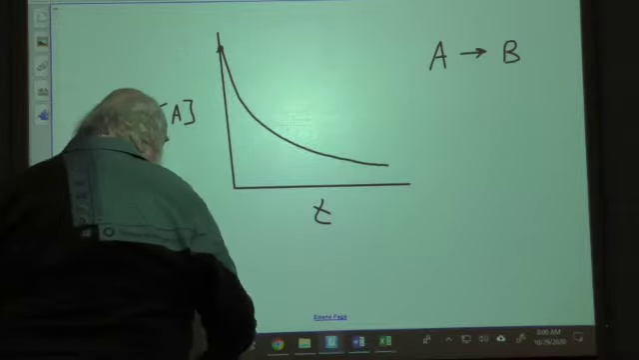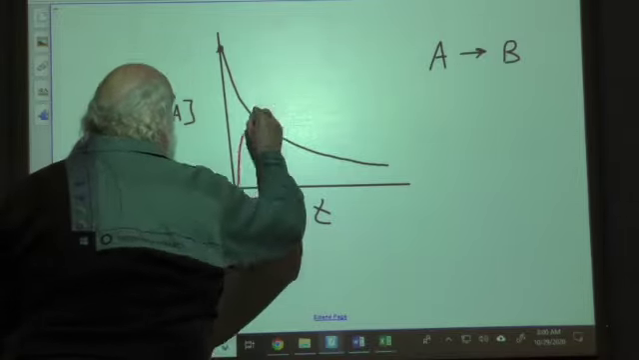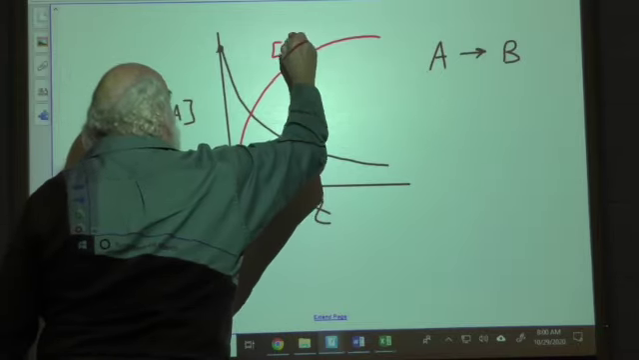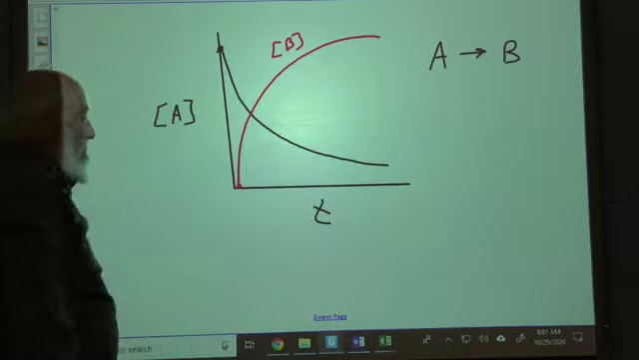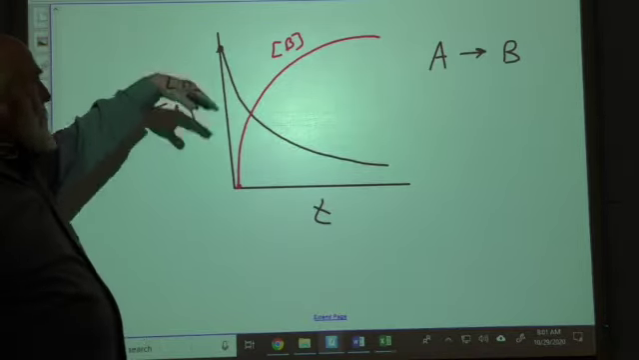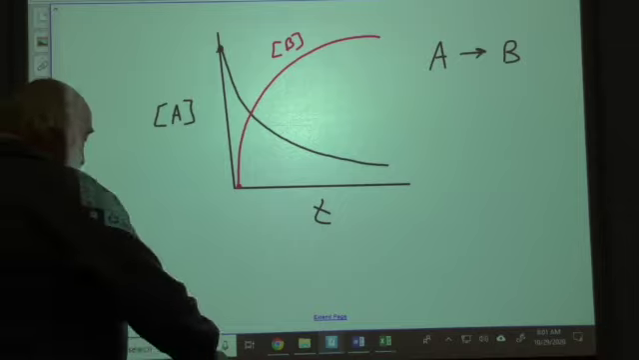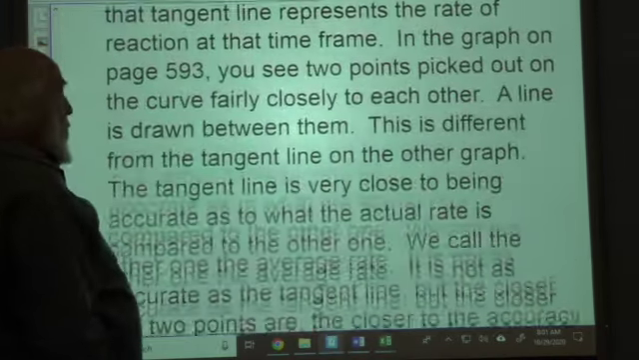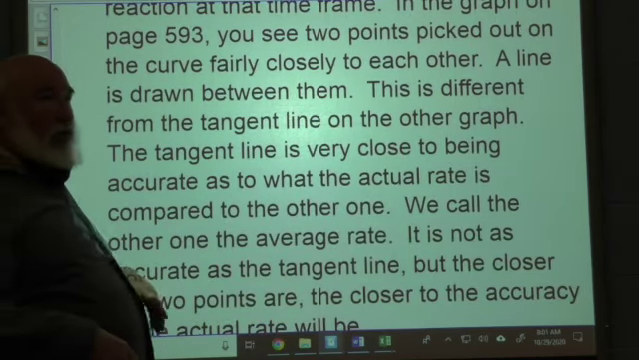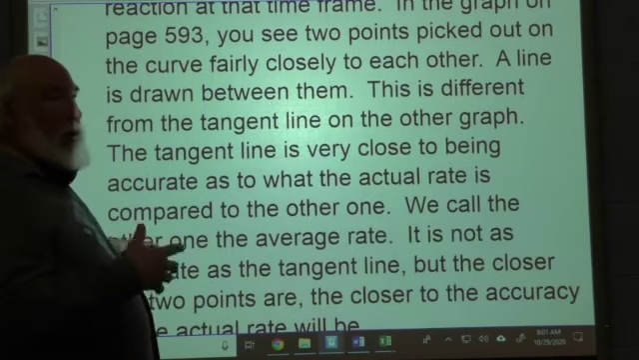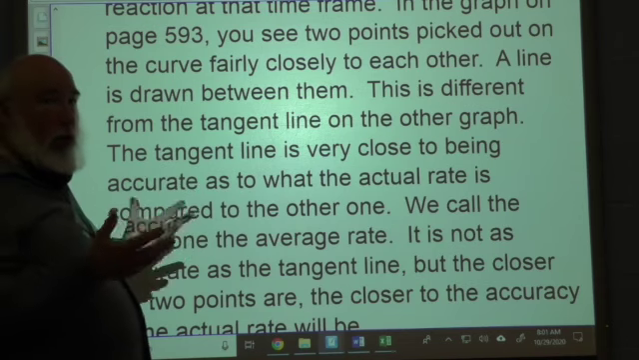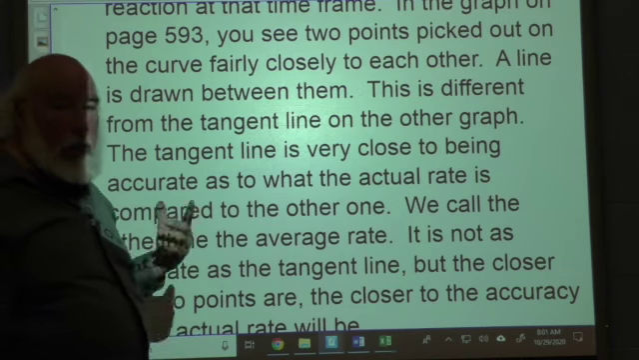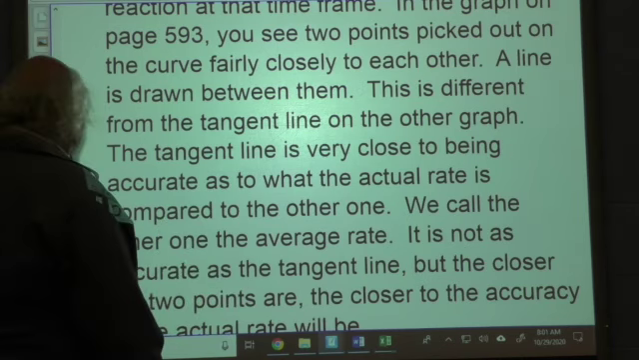And to refresh your memory, the other one looked like this. We could consider that B. This is the concentration of B as it goes up. And you see they're opposites. Okay? So one is decomposing, the other is forming. So we call one a rate, the speed at which this occurs, the rate of decomposition, and the rate of formation.